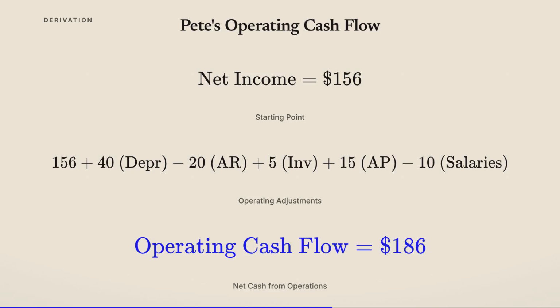Accounts payable increased by $15,000. Pete is essentially borrowing from suppliers, so we add that. Finally, salaries payable decreased by $10,000, meaning Pete paid out more cash to employees than he owed from previous periods, so we subtract. The result? A healthy $186,000 in cash from operating activities.